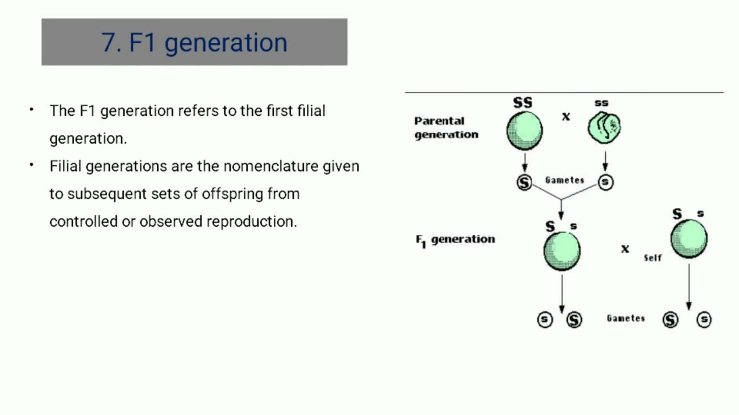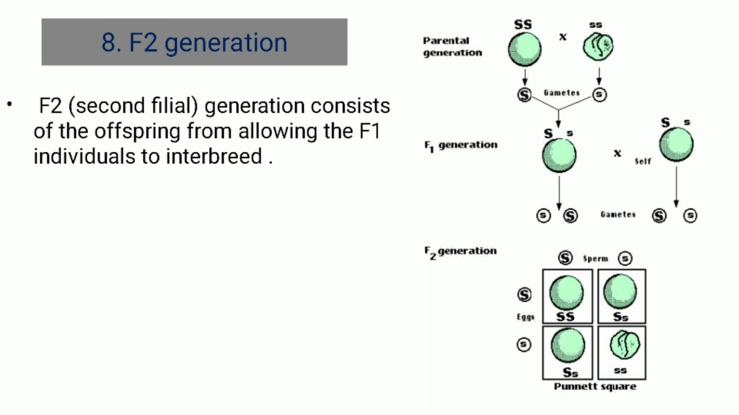F1 generation. The F1 generation refers to the first filial generation. They are produced by the crossing of parental individuals. The filial generation is the nomenclature given to the subsequent set of offspring from controlled or observed reproduction.